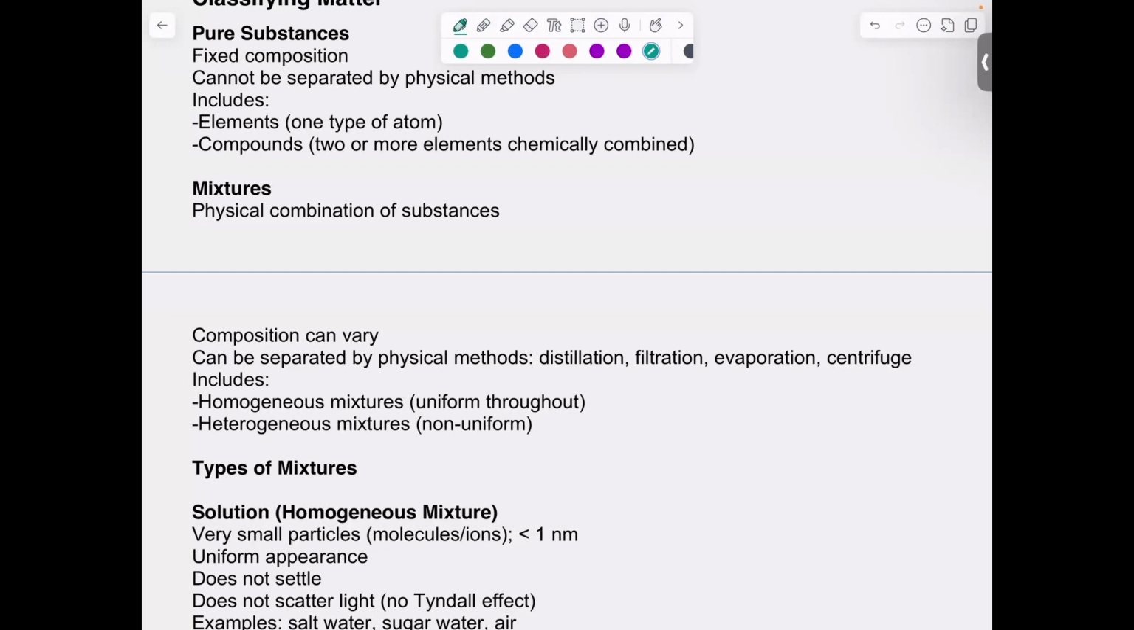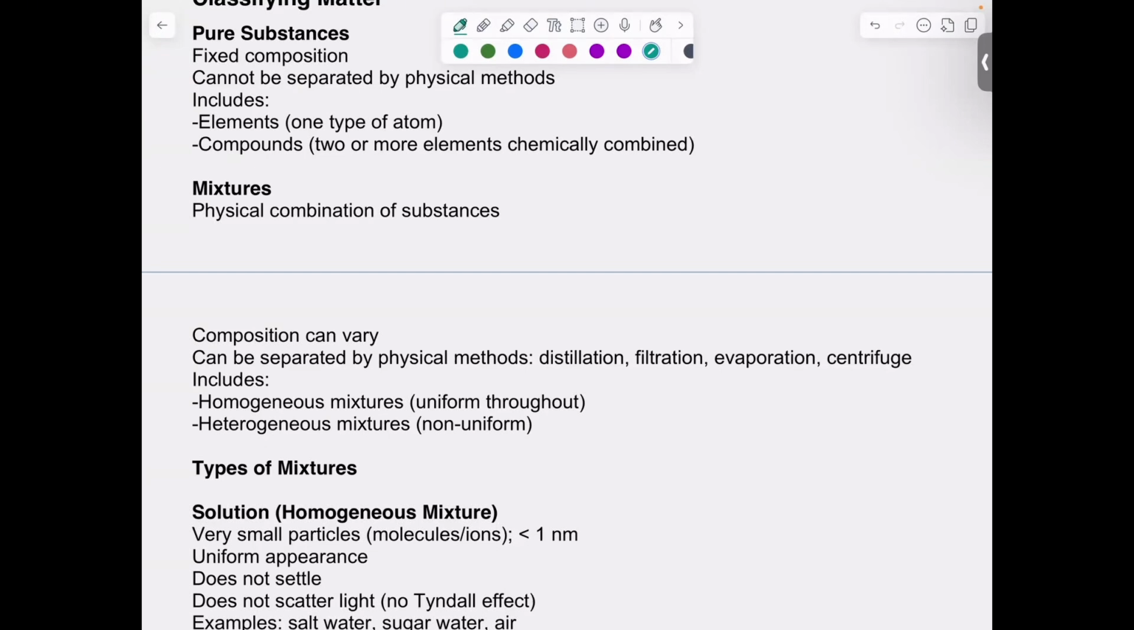Back up to our definition, though, we have a physical combination of substances. The composition can vary, right? The difference between mixtures and pure substances is, if I have, for instance, oxygen, O2, in a container, I'm not pulling anything out of there besides O2. That's a pure substance. It's a single element.